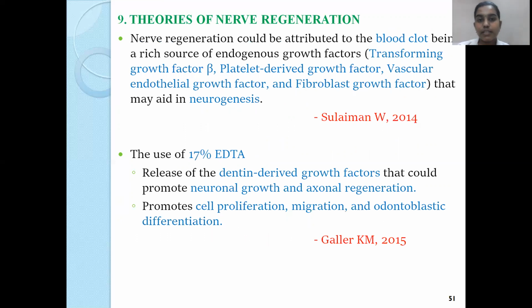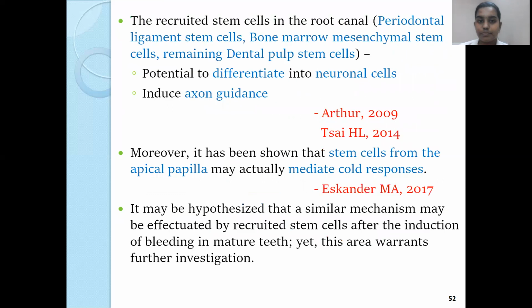There are various theories of nerve regeneration. Nerve regeneration could be attributed to the blood clot being a rich source of endogenous growth factors, which are transforming growth factor beta, platelet-derived growth factor, vascular endothelial growth factor, and fibroblast growth factor that may aid in neurogenesis by Suleiman et al. The use of 17% EDTA causes release of dentin-derived growth factors that could promote neuronal growth and axonal regeneration. It also promotes cell proliferation, migration, and odontoblastic differentiation by Galler et al.